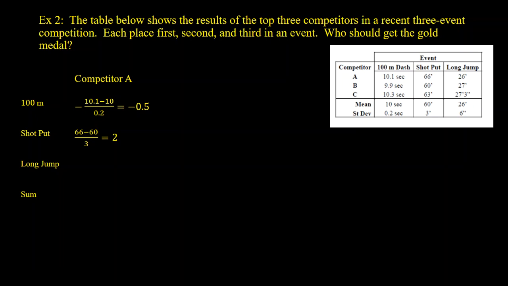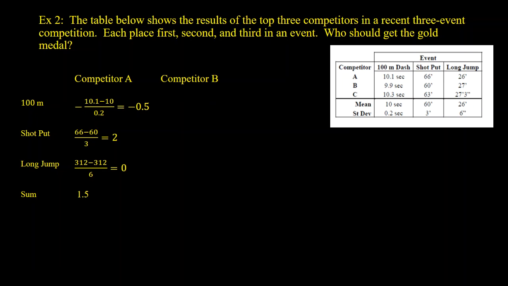Also, if you look at competitor C, they did the long jump in 27 feet, 3 inches. So we need to convert all these values to inches. 26 feet, multiply that by 12, and you get 312. So for the long jump, we're going to have 312 minus 312 divided by 6, which is 0. Now we're going to add these z-scores together, and we get a sum of 1.5. So overall, the performance of competitor A was 1.5 standard deviations above the mean.